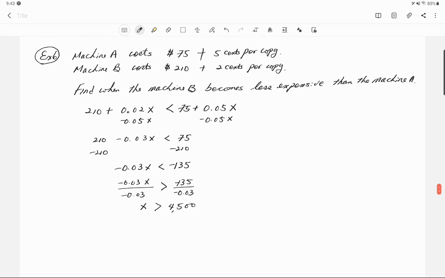So in this case, this is not hard. Write the expression correctly, and then write the inequality, and then solve for the variable.